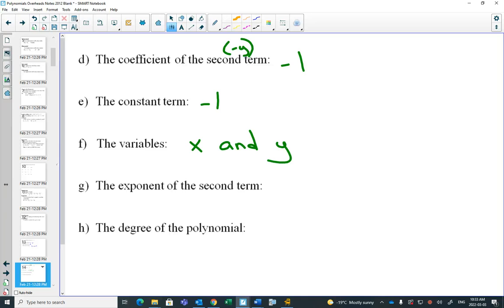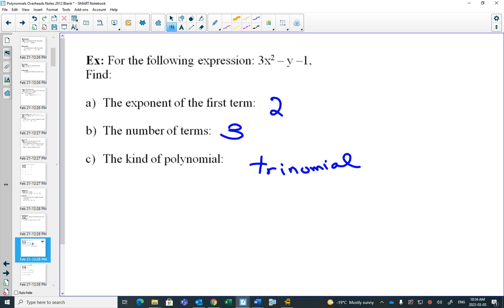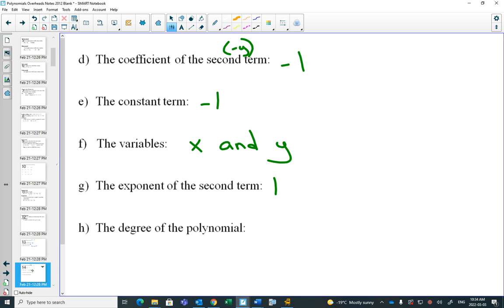Exponent of the second term. What's our second term? The minus Y. 1. Remember again, it's hidden there. It's not written, but when a variable is by itself, it has an exponent of 1. And what is the degree of this polynomial? The degree is 2. How do we find a degree? We look at the degree of each term. This would have a degree of 2. This would have a degree of 1. This one has no exponents and would have a degree of 0. The degree of the whole thing is just the biggest one. You never add them up. So the degree of the whole thing is 2.